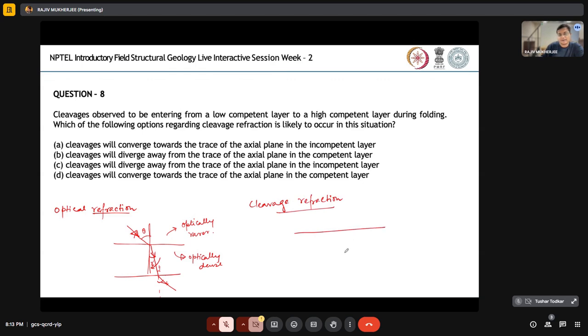In case of optical density variation, like the changes in the refractive index in terms of optics, we get competent and incompetent layers. That means there is a rheological contrast between the materials. So if this is weaker material and this is stronger material, then this is incompetent, and this is the competent layer.